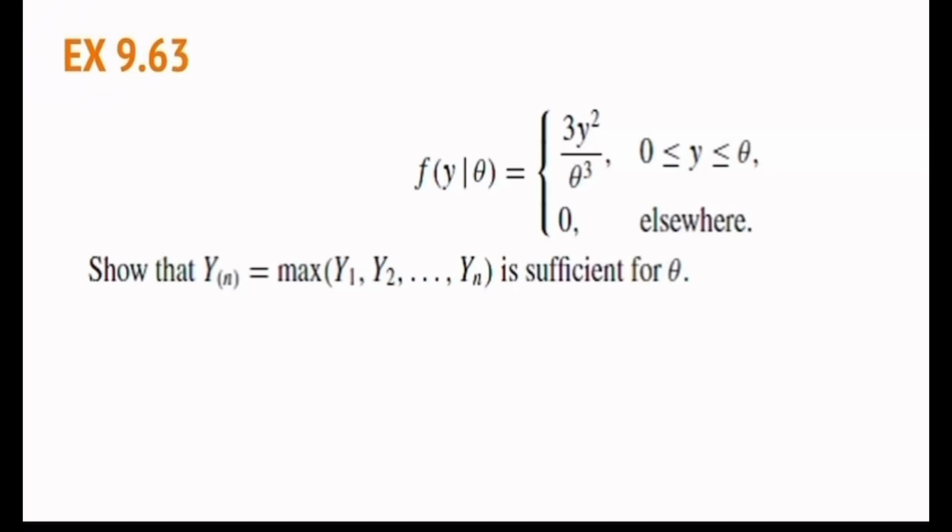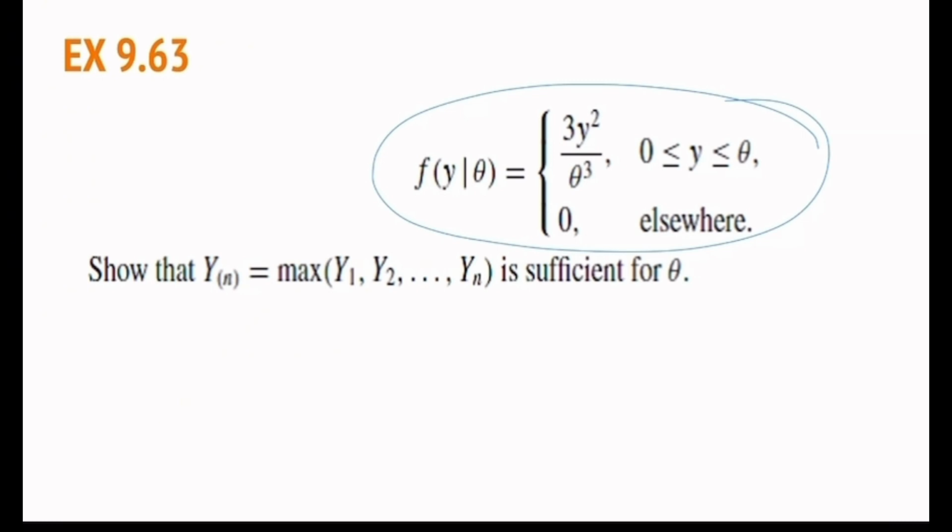A probability density function, okay, as this. And of course, they ask you to show that Yn, which is the maximum order statistic, is sufficient for theta. At times we can have a situation whereby the maximum order statistic is sufficient for theta, or the minimum order statistic could be sufficient for theta, or a function of that could be a function for theta. So I'm going to show you how to figure that out now.